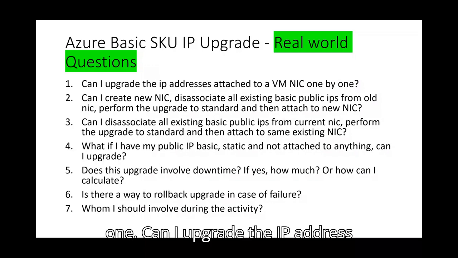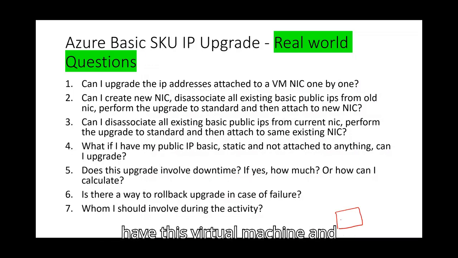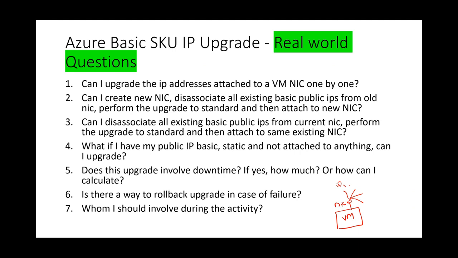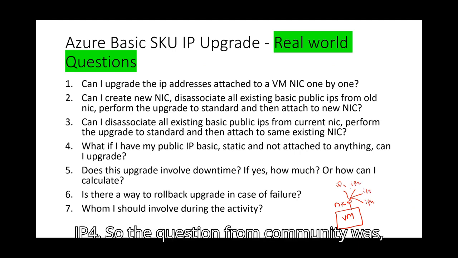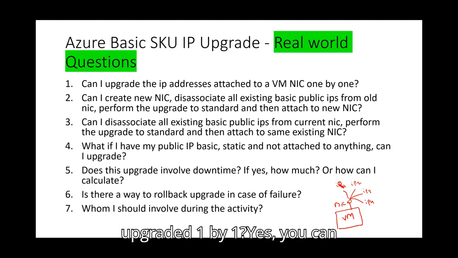Can I upgrade the IP addresses attached to a VM NIC one by one? What do you mean by that? Let's say I have this virtual machine with one NIC attached to it, and for this NIC there are many public IP addresses which are Basic SKU. Let's say this is IP1, IP2, IP3, and IP4. The question from the community was, can I have these individual IP addresses upgraded one by one? Yes, you can upgrade the IPs one by one.